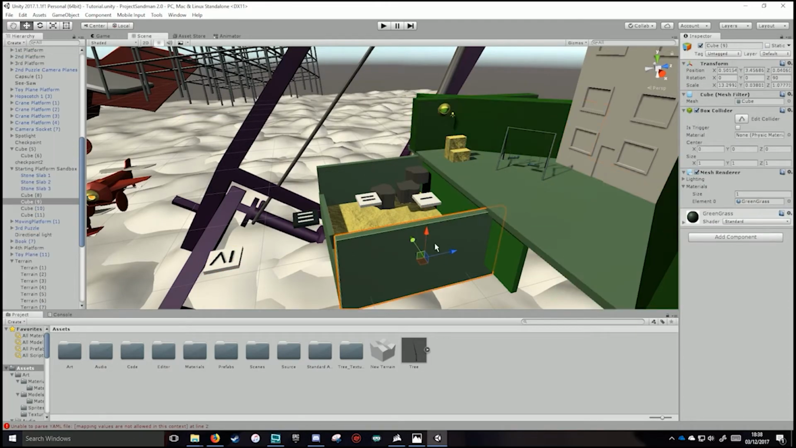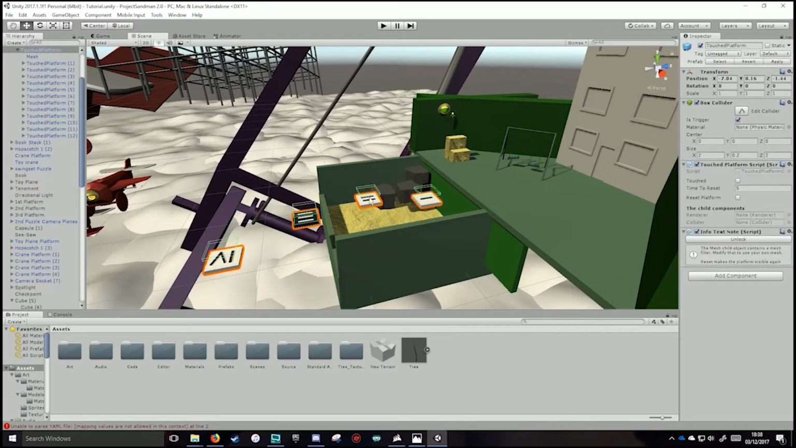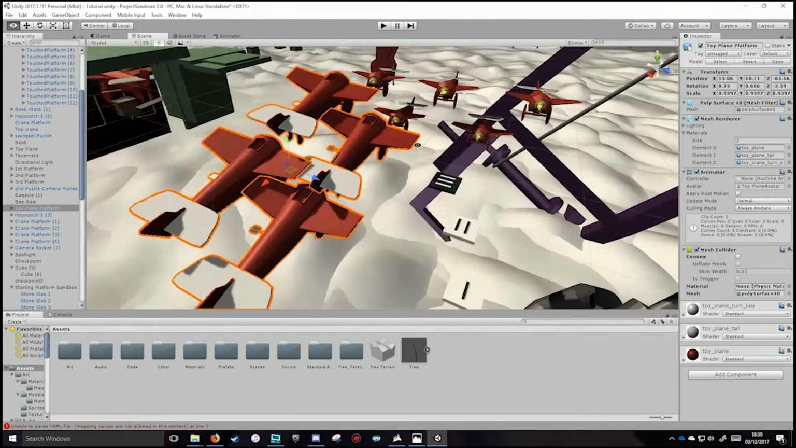The game's main design pillars were, of course, the puzzles and platforming aspects, but we also wanted to use unrealistic scaling of objects and environments to further enhance the feeling that the player is in a dream environment.